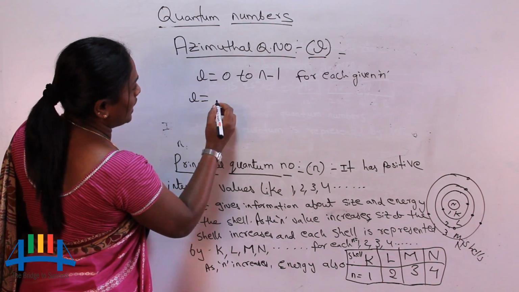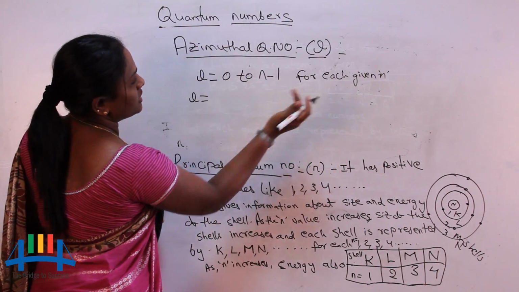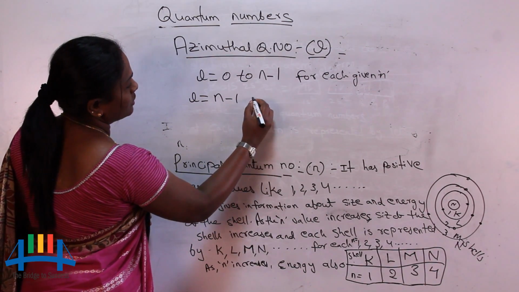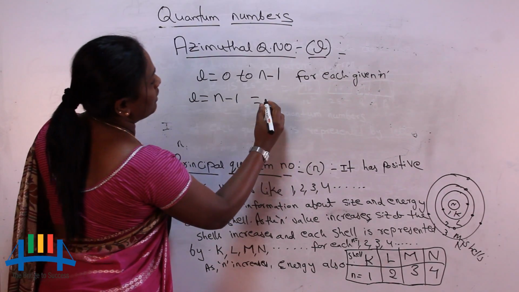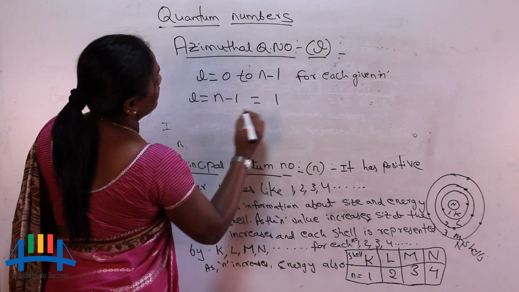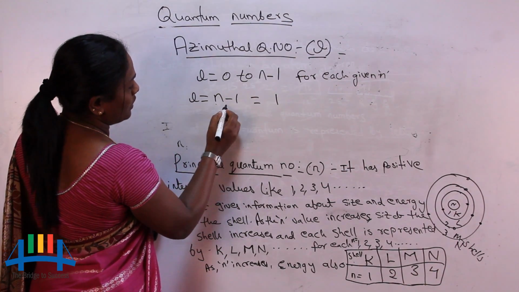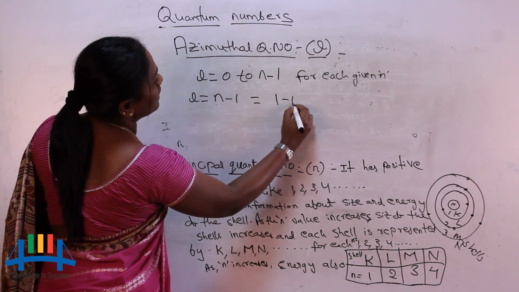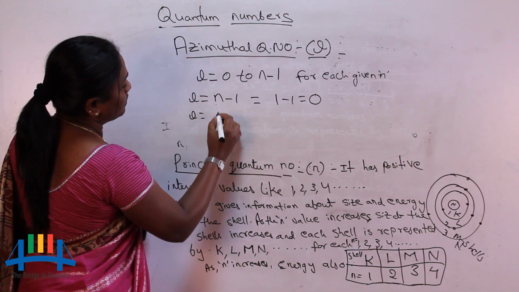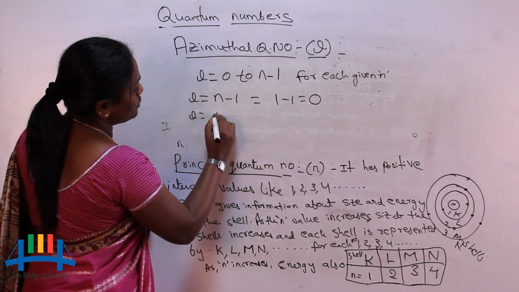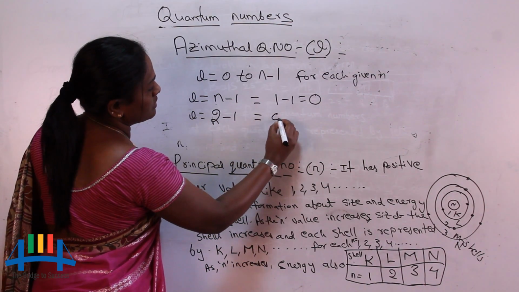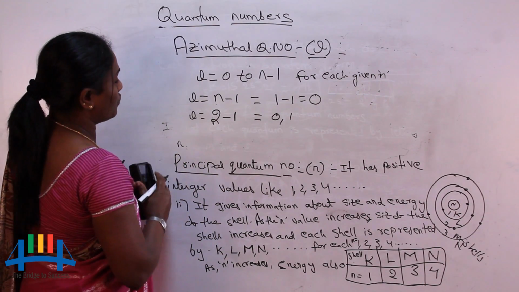Let us calculate the l values for each n value. Just apply the formula l equals n minus 1. If n is 1, substituting the n value, 1 minus 1 is 0. If n is 2, 2 minus 1, there are two possibilities, 0 and 1, two values.